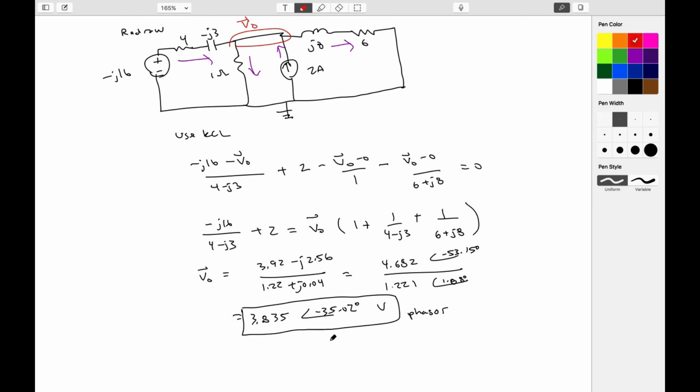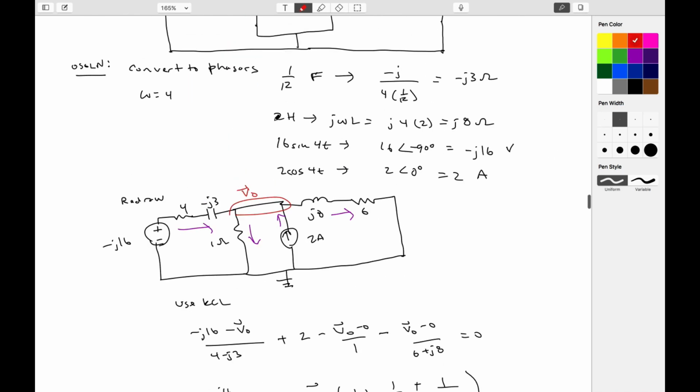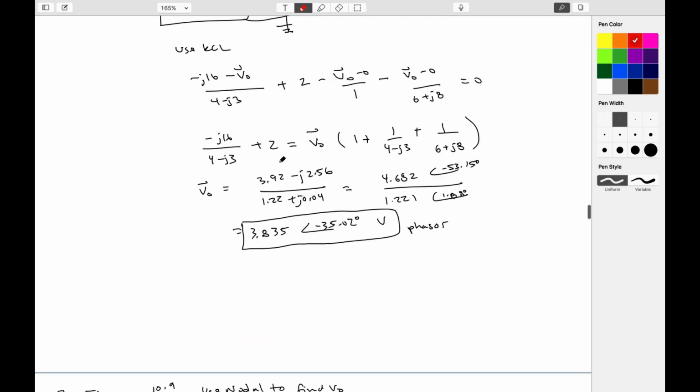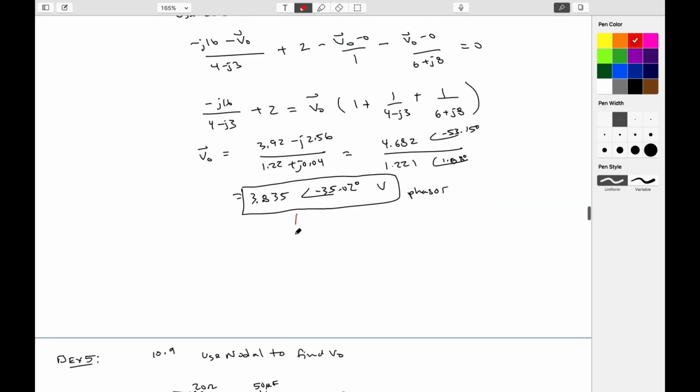and many of you would stop at this point, but I asked you for V naught in the time domain circuit, so I said find V naught of t. So we need to convert to time domain, which is V naught of t is equal to 3.835 cosine of 4t minus 35.02 degrees volts.